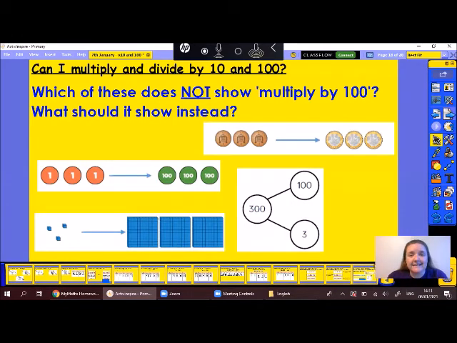Have a look at this one next. We've got 4 images here that all represent a calculation. 3 of them show you multiplying by 100, but 1 of them doesn't. Can you spot which one it is? Pause the video and have a look. Right, let's have a look at the answers.